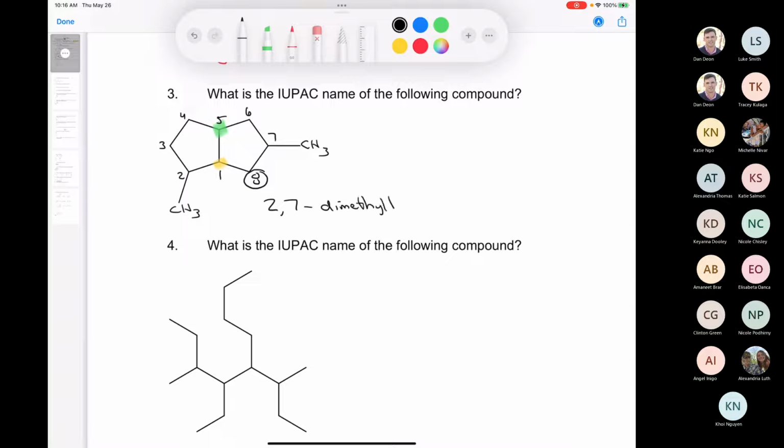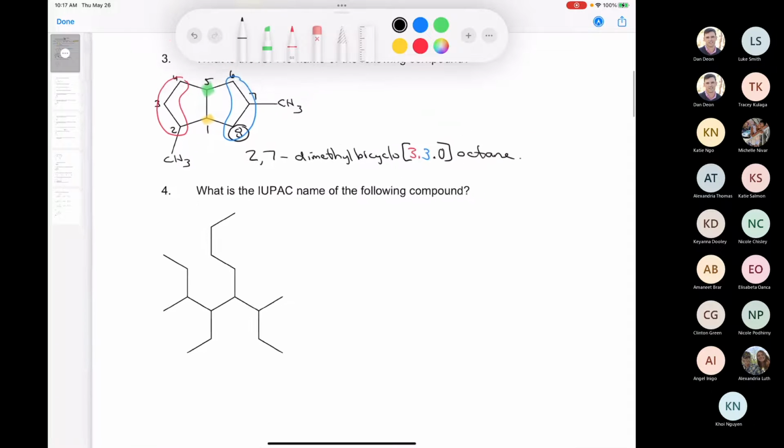dimethyl bicyclo, open bracket, close bracket, octane. And inside the brackets, we list the numbers that tell us the number of carbons in each bridge. In our first bridge, we have 3 carbons, so we put a 3. In our second bridge, we have 3 carbons, so we'll put a 3. And in the last bridge, there's no carbons, and so we put a 0. So the compound is 2,7-dimethylbicyclo[3.3.0]octane. Again, stop me at any point if you have any questions.